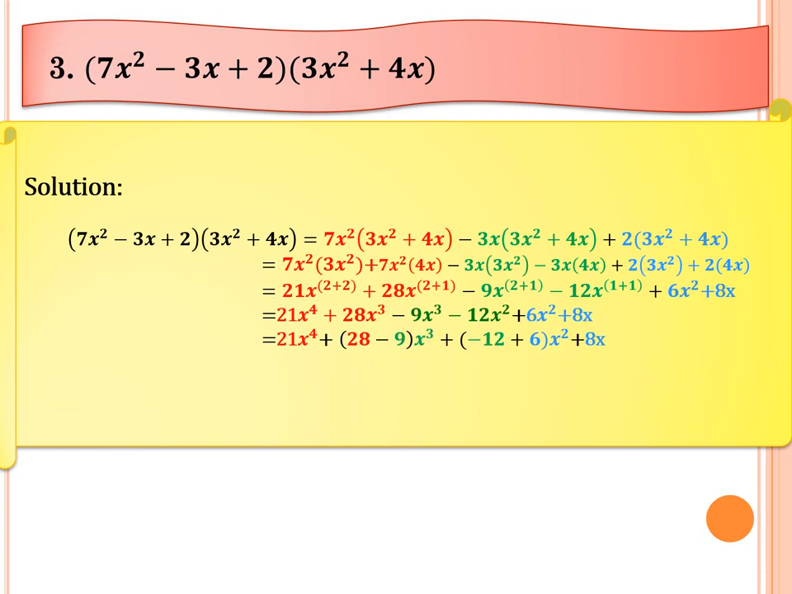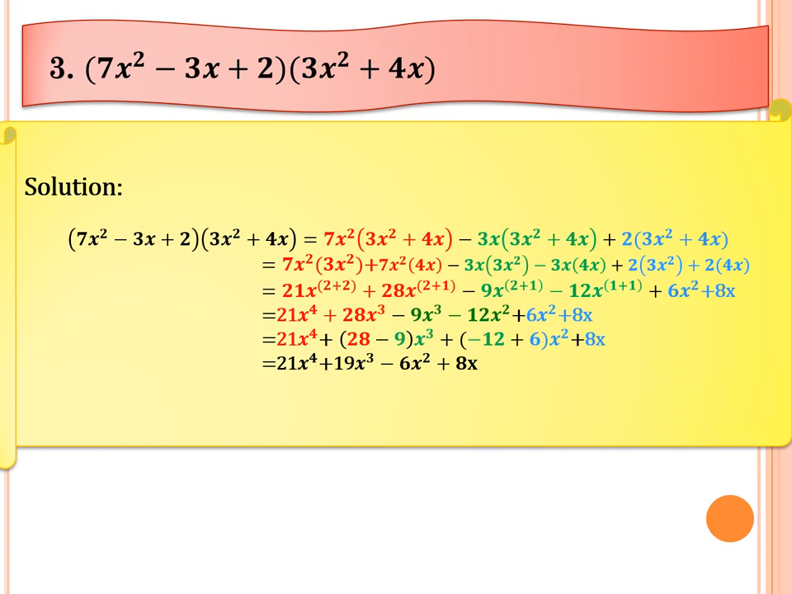Okay? Plus, sa negative 12x squared at saka sa 6x squared naman, they are like terms. So, again, we can apply DPMA. We will have negative 12 plus 6 quantity x squared plus 8x. So, we will get our final answer.